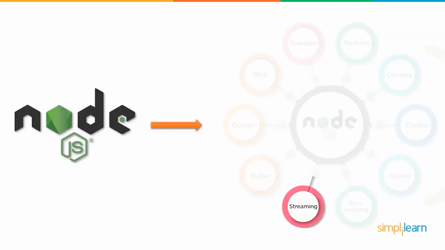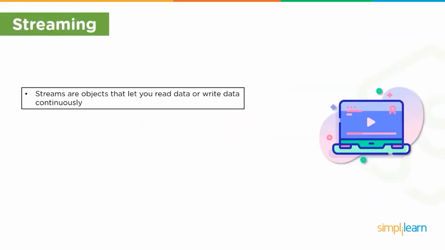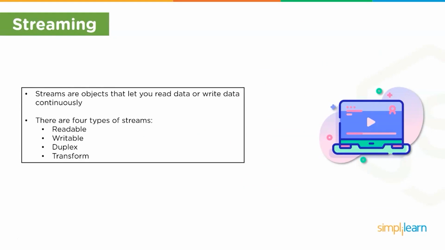Next up, we have streaming. A stream is an abstract interface for working with streaming data in Node.js. Streams are objects that let you read data or write data continuously. There are 4 types of streams.